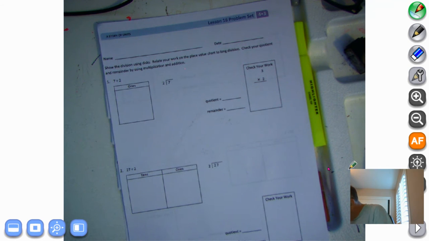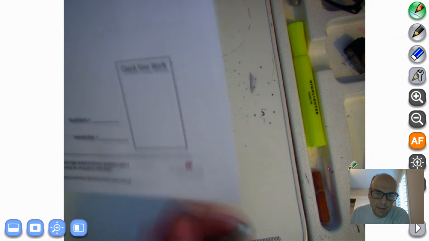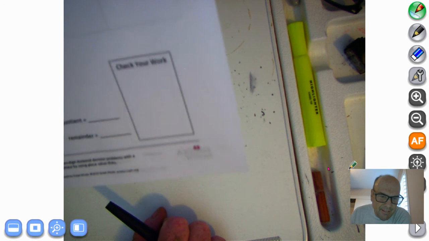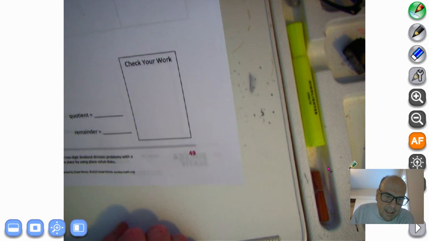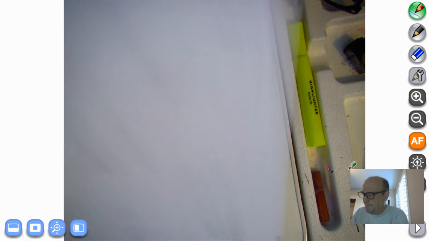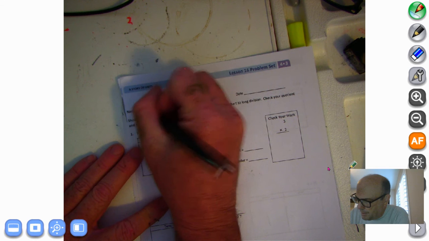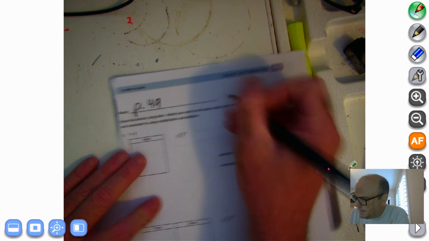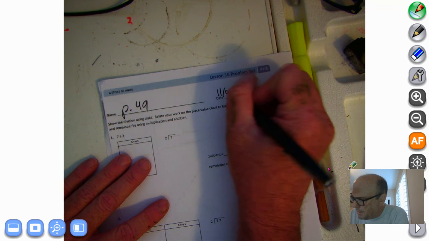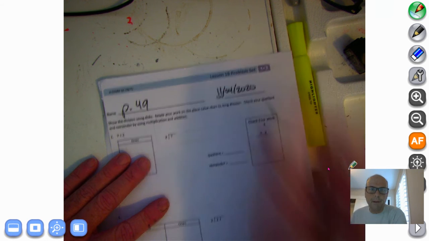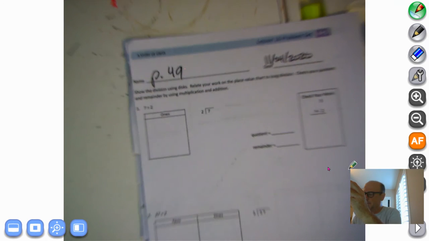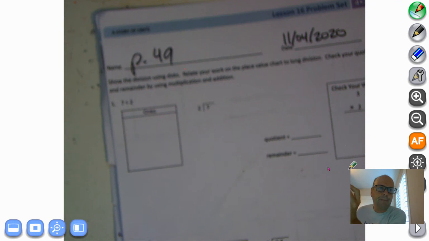It is problem set page, let's take a closer look here. Page, you guys can probably read that. Page 49. So that's not my name, but we're going to page 49, and today's date is November the 4th, 2020. All right, let's get right to it, see what's going on with our problem set.